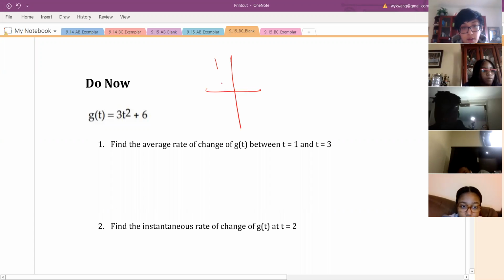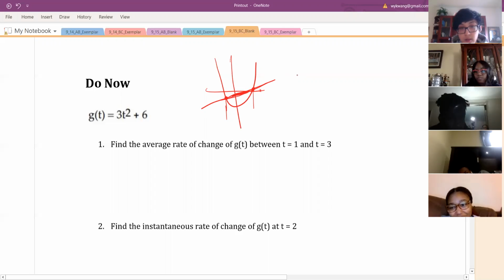So let's say we have a graph that's a parabola, and we want to find the average rate of change from this point to this point. Literally what we would do is find where that point is on the graph, here, and then this point would be over here, and then connect the two points. This is the slope of this line right here.